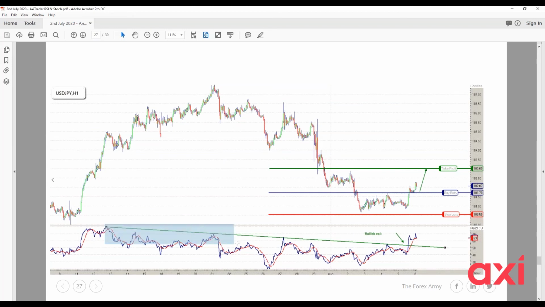You can see how RSI has been obeying this descending resistance line so nicely, right? Every time it touches there, it reverses, and it has finally crossed this level, right?